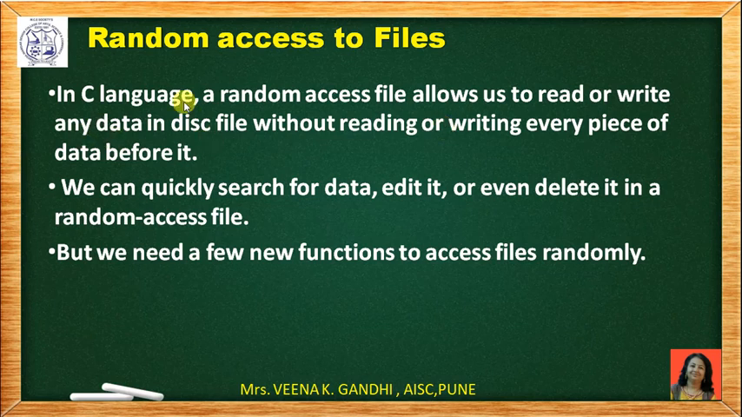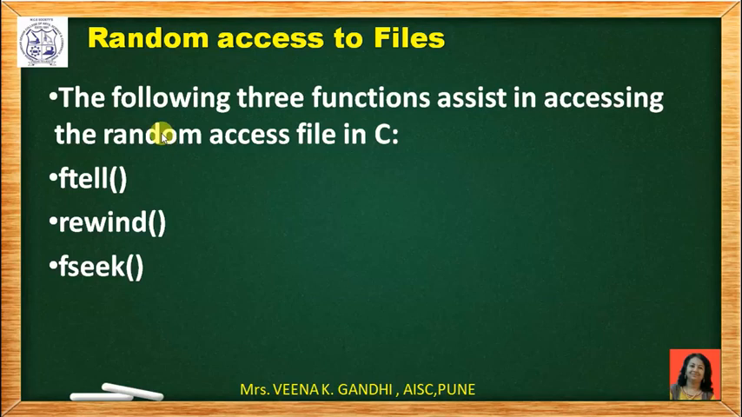So in C language, a random access file allows us to read or write any data in the disk file without reading or writing every piece of data before it. Means we can quickly search for data, edit it, or even delete it in the random access file. But we need a few functions to access the file randomly. C language supports 3 functions to access the file randomly: ftell, rewind, and fseek. Let us see these functions one by one.